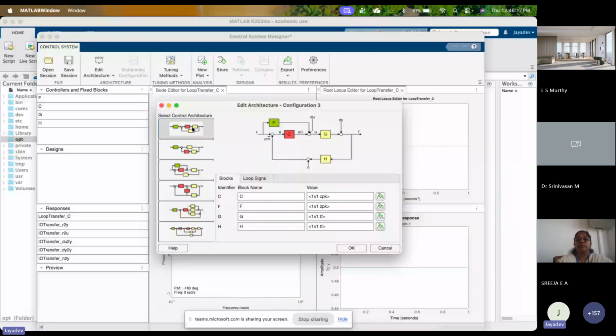If you select this one, this is the PI controller structure. C is the controller, G is your converter transfer function, and H is your normal unity. So if you have your converter transfer function, put it here.